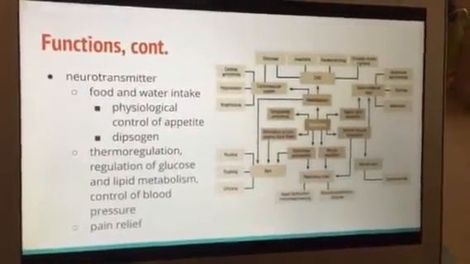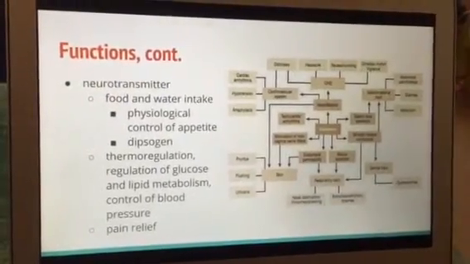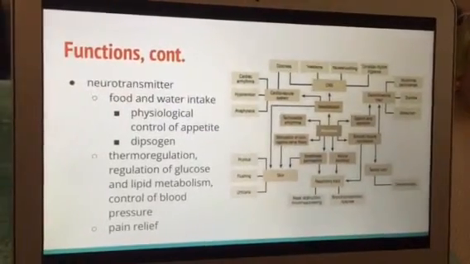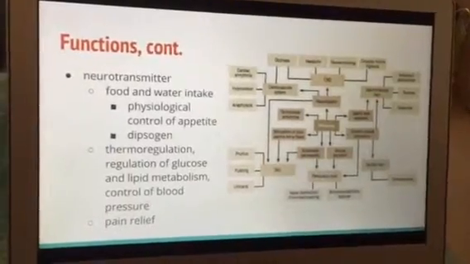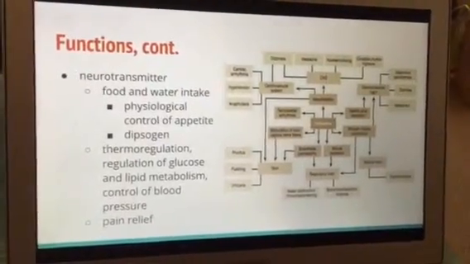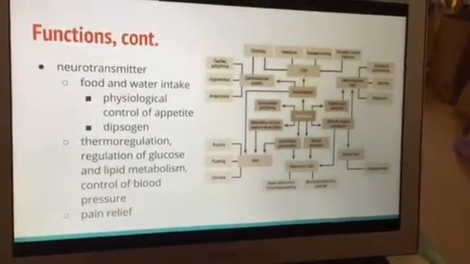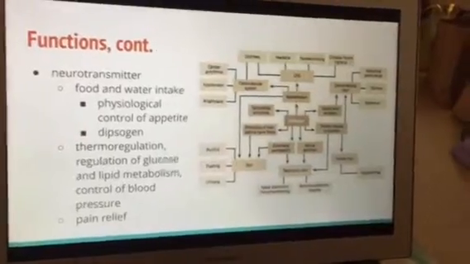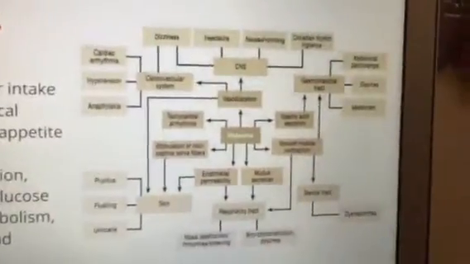As well, histamine is involved in food and water intake, so it plays a role in the physiological control of appetite, and dipsogen, which causes thirst. It is also involved in thermoregulation, regulation of glucose and lipid metabolism, and control of blood pressure and pain relief.